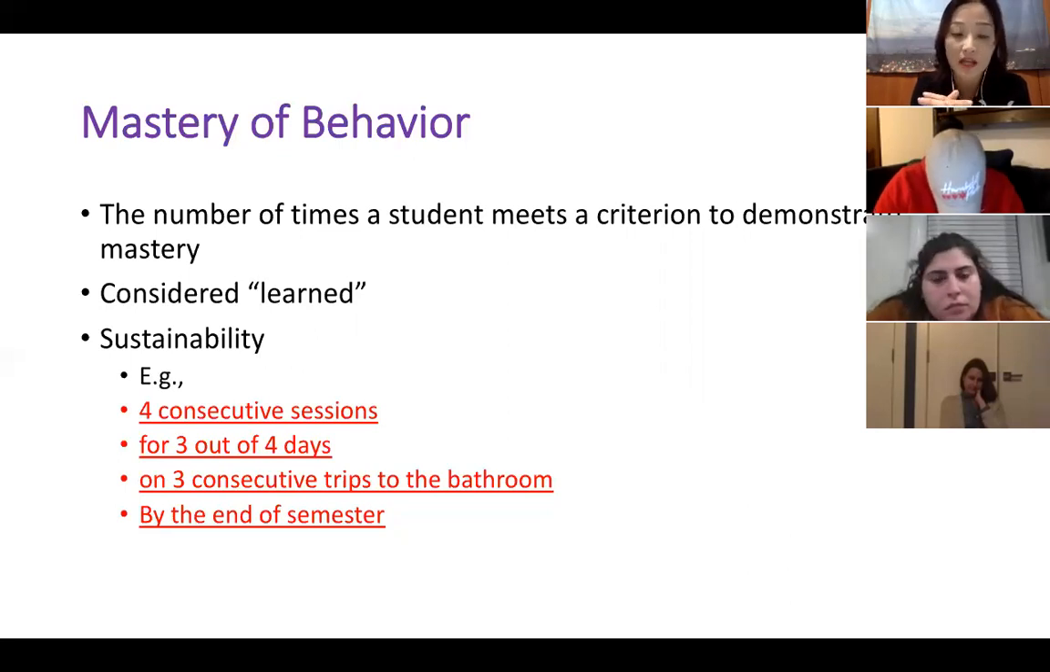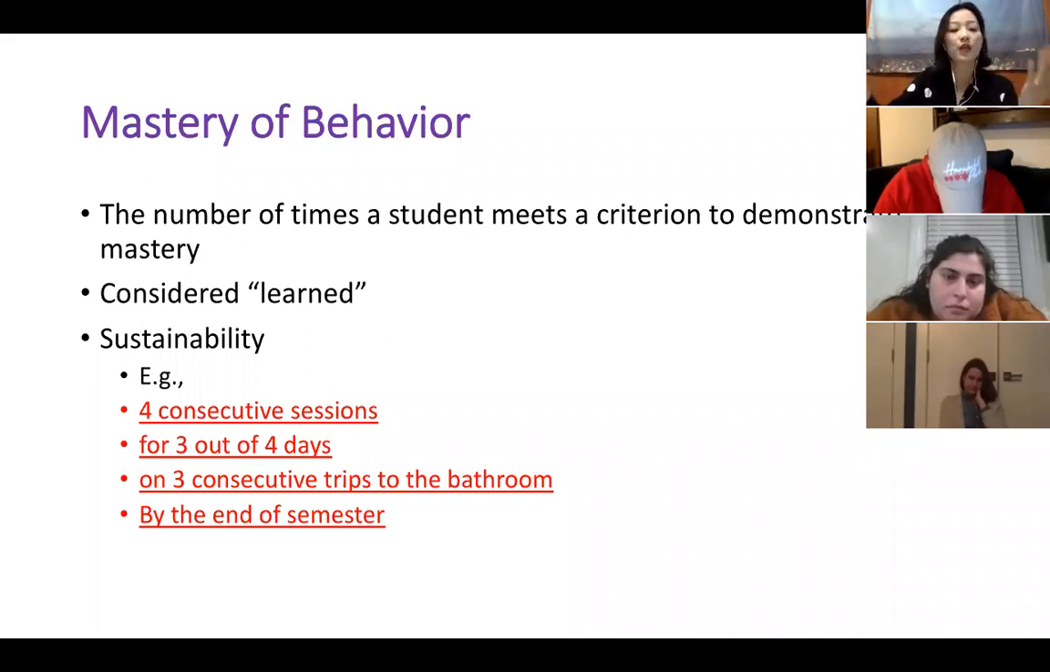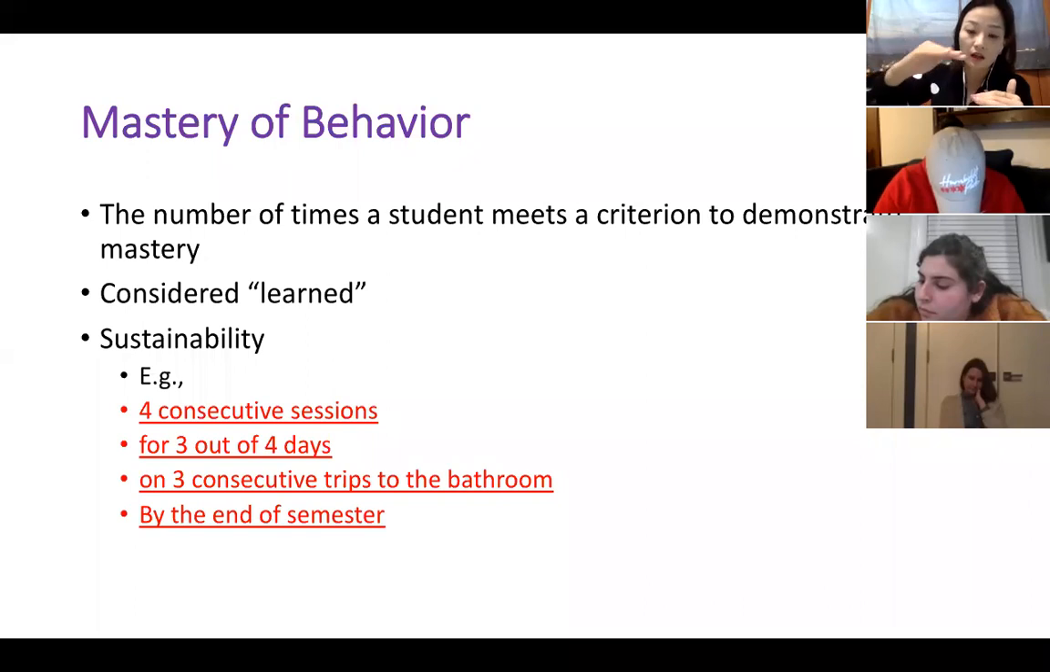So you see 90% correct for 4 consecutive sessions. Then you can tell the child has learned and maintained that behavior. That's the function of mastery of behavior. Good? Okay. Other examples are 3 out of 4 days, or 3 consecutive trips to the bathroom. Sometimes you know the student will take time to reach that high level. Then you can set a timeline, like by the end of semester or by the end of June, until the child achieves the criteria you set. That's another way to do it.